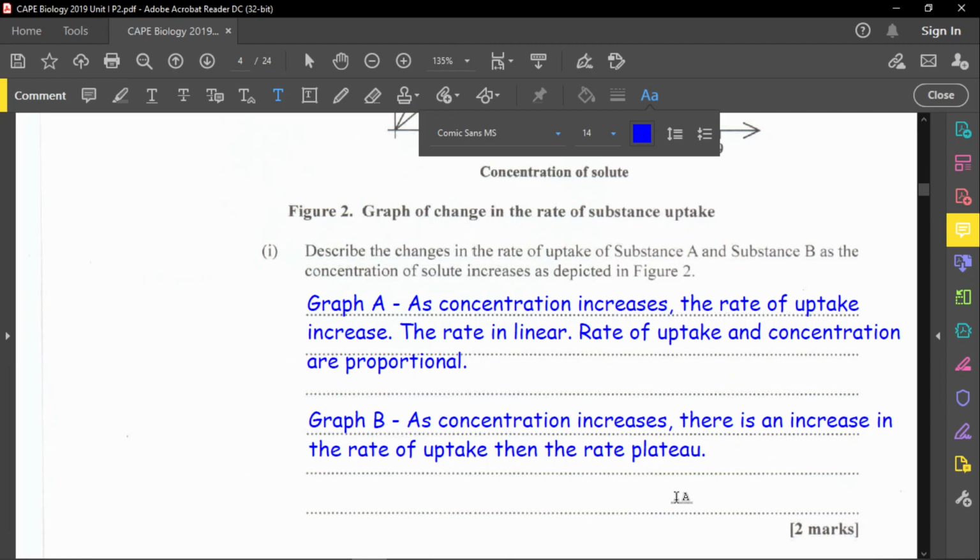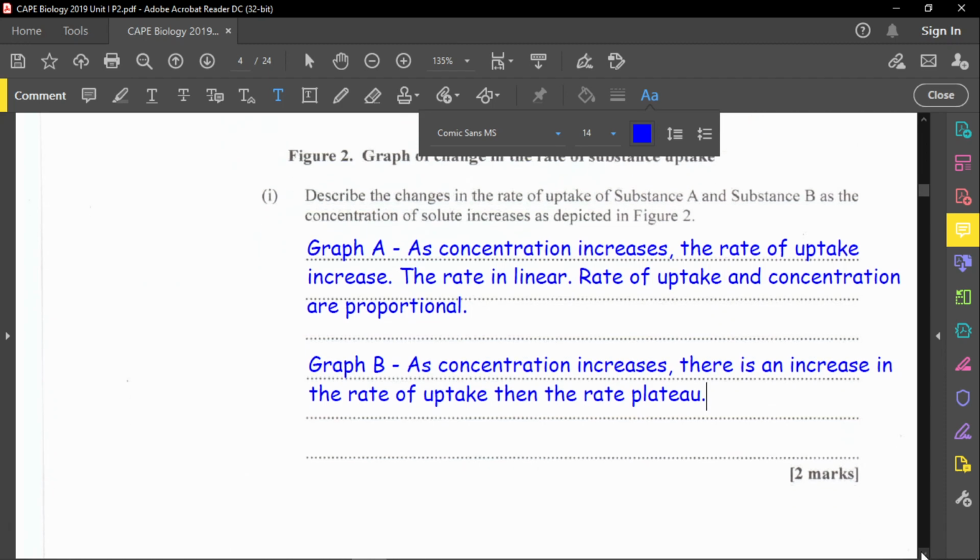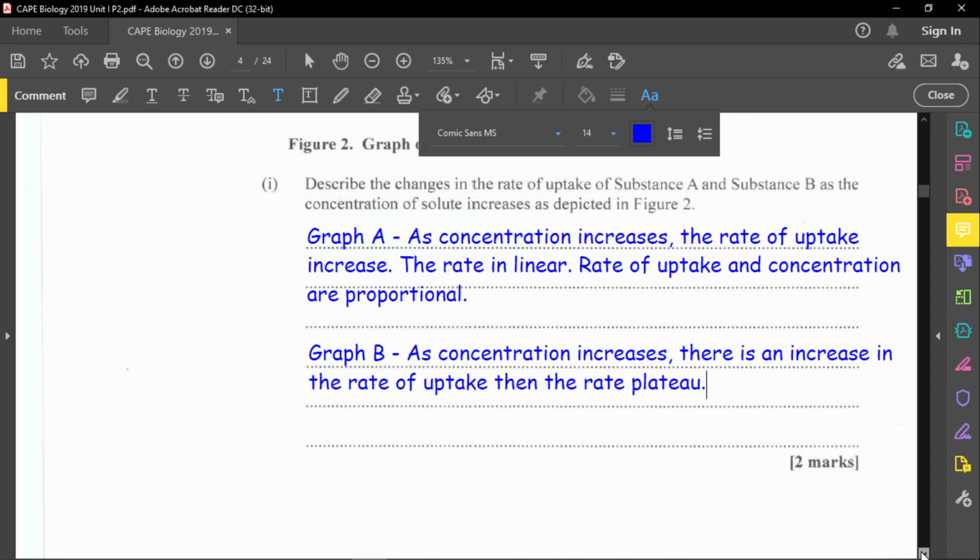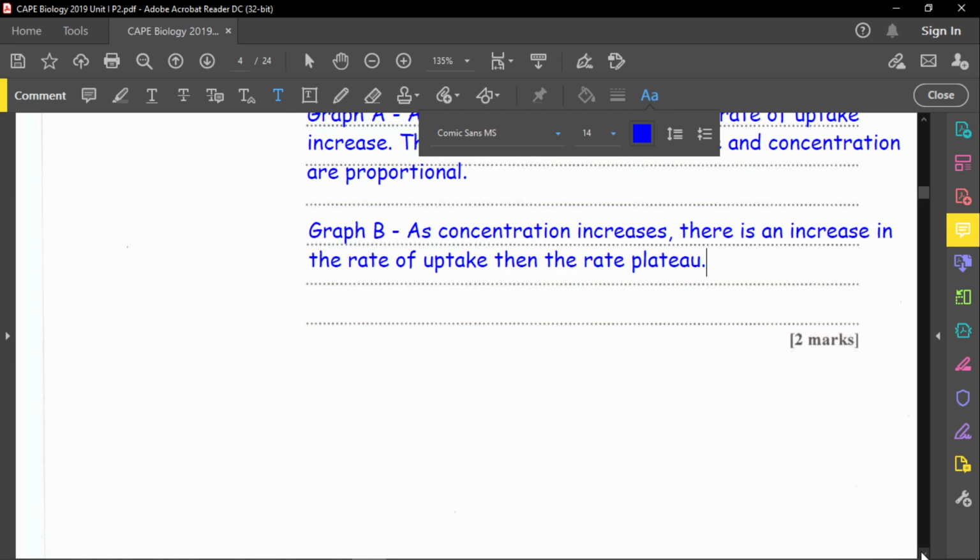But in simple diffusion, it is going directly through the lipid membrane, so therefore it's not depending upon the structure. It just goes straight through it. And so as concentration increases, as much could go in as possible.